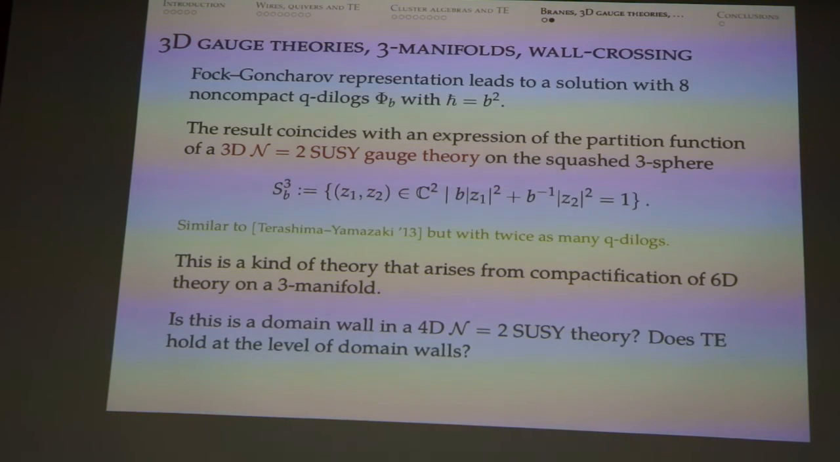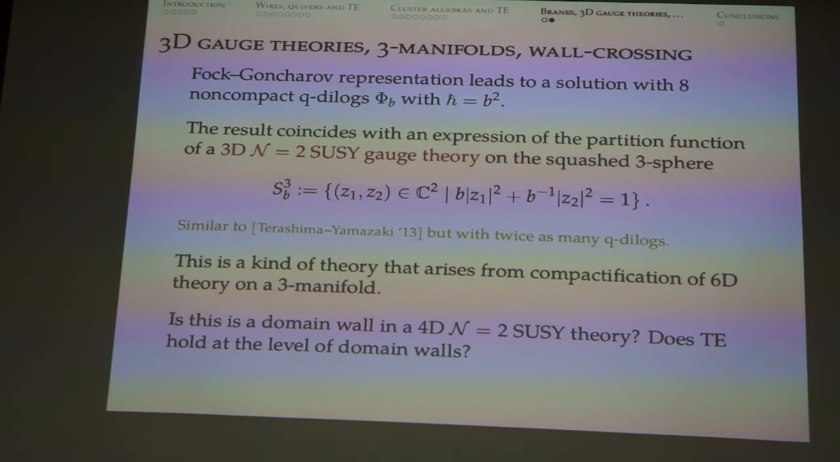Okay, and finally, let me briefly explain to you that you should also expect that there are relations to 3D gauge theories, three-manifolds, and wall crossing phenomena. The reason being the following. In the paper I wrote with my students, we used another representation called the Fock-Goncharov representation. And then we obtained a solution of the tetrahedron equation. And that solution actually coincides with an integral expression of the partition function of a three-dimensional N=2 supersymmetric gauge theory on something called the squashed 3-sphere.